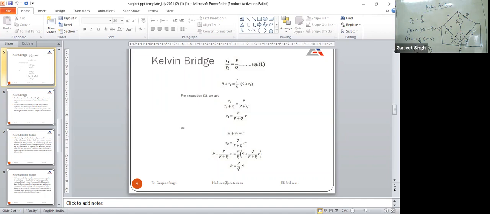Okay, students, using these two identities we will solve the numerical part and the derivation part. Students, one thing more, a numerical came on this bridge. In the numerical part, you have been given the value of P as 10 ohm, and Q is equal to 20 ohm.